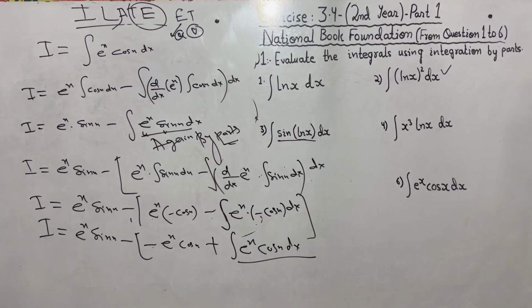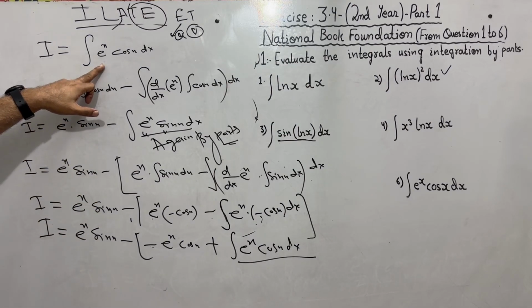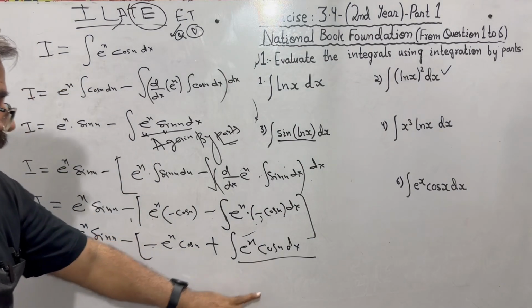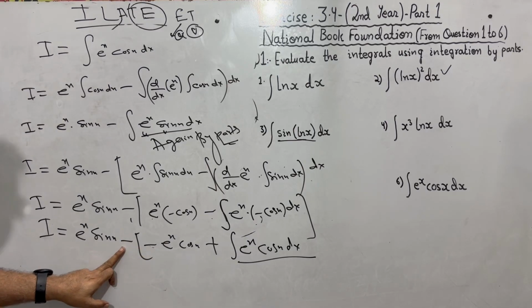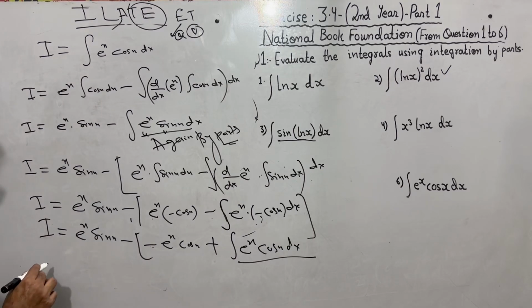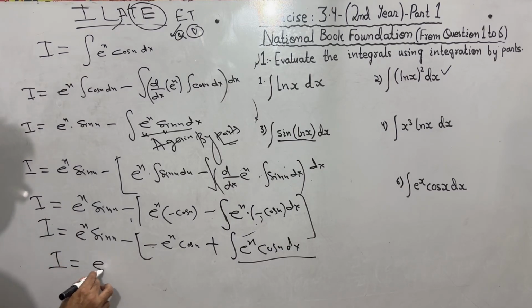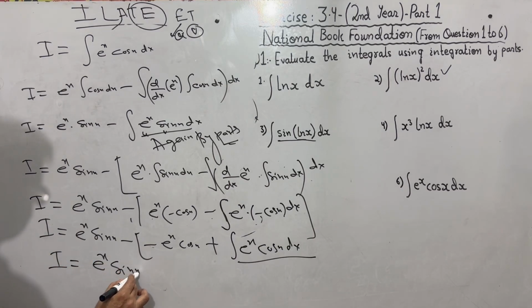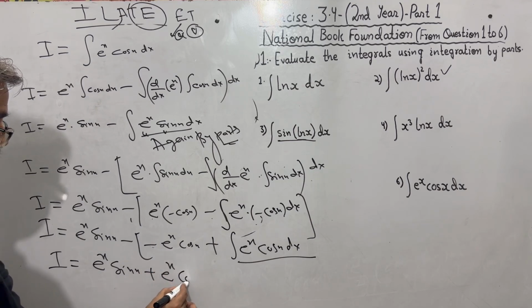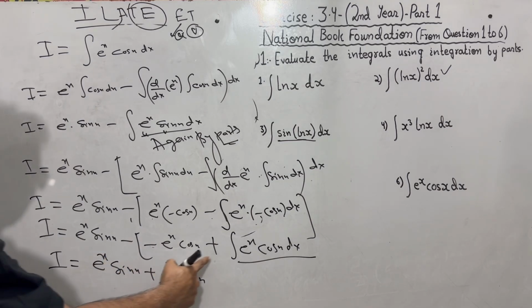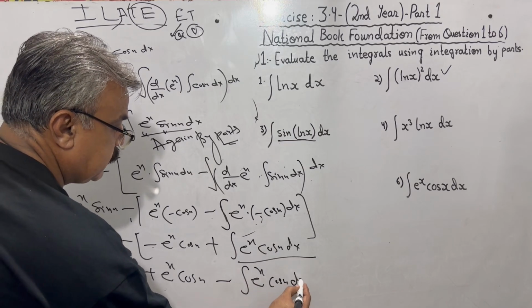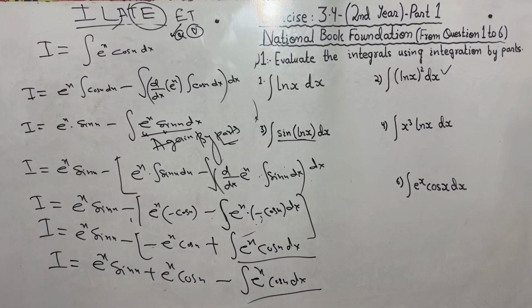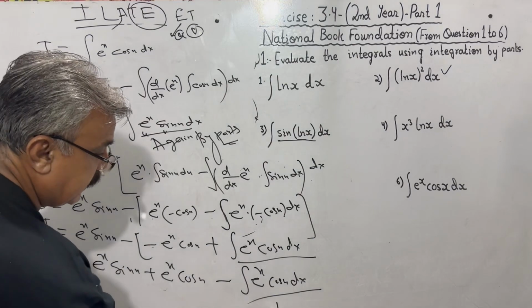Look at this. We have converged to where we started. We have to introduce I in place of this integral. First multiply by this minus. So we have something like this: e raised x sin x plus e raised x cos x, minus the integral of e raised x cos x dx. The data has been repeated. It's our I.